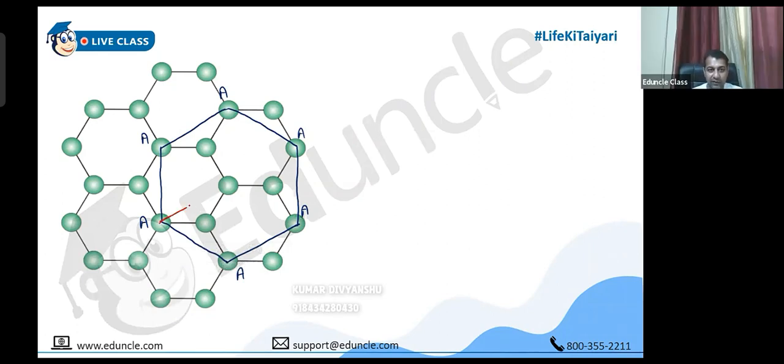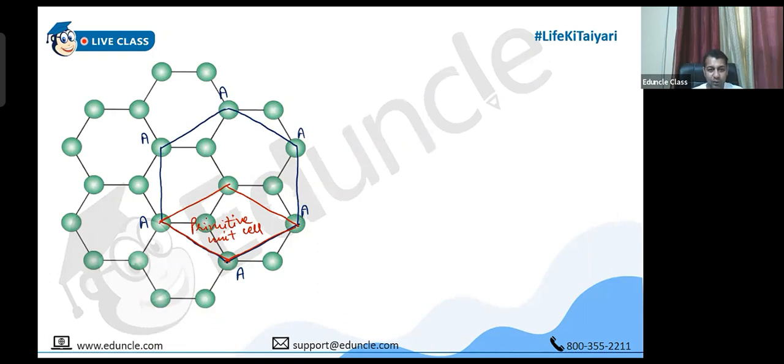For that, what you have to do is this one, this red one that I'm making. This is the primitive unit cell. And how many atoms are there in this primitive unit cell? You will see there are two of them. Two atoms. This is a two atom basis.